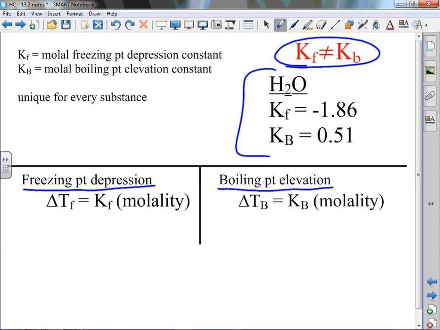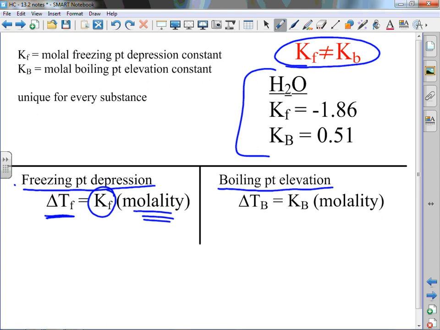I want to figure out how much temperature change occurs if I try to freeze salt water. Simply, the change in temperature is going to be equal to Kf times the molality of the salt. How much salt did I put in that water? We do a molality calculation.